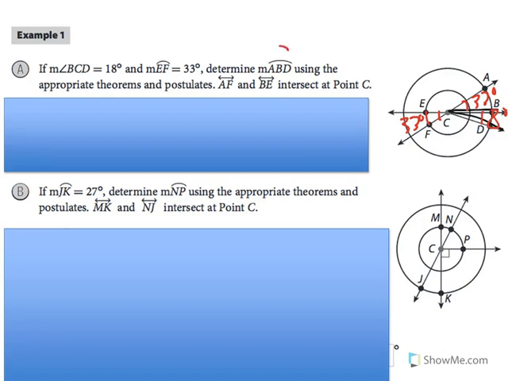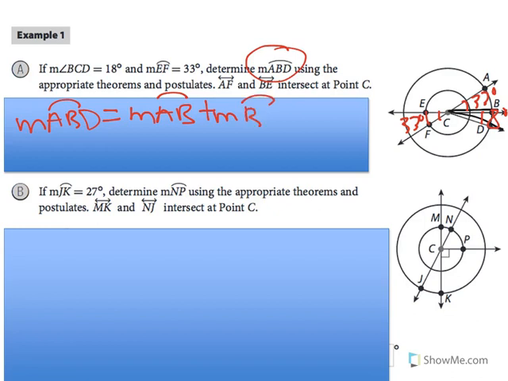And we are to look for arc ABD. So then we see that the measurement of arc ABD is equal to the measurement of arc AB plus the measurement of arc BD. So then AB is 33 degrees and BD is 18 degrees. So then we take 33 plus 18.